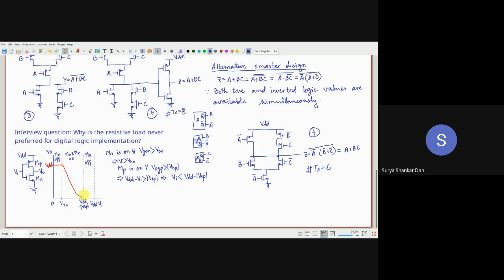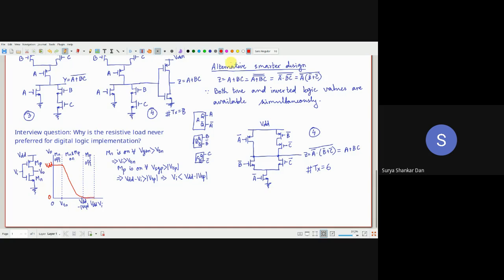Here MP is off. If MP is off, what will happen? MP is cut off, so there is no supply from VDD. The output node will simply get shorted to the ground through MN, isn't it? So you are going to get pure zero voltage beyond VDD minus VTP.